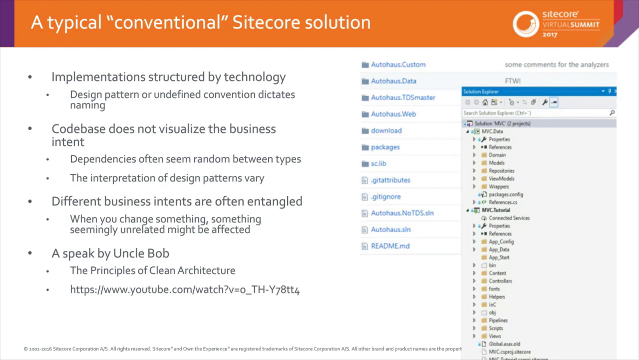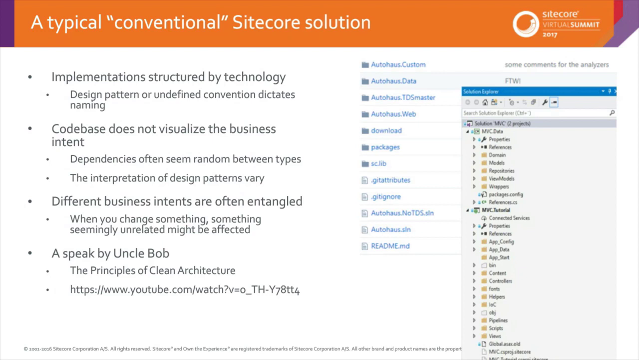I would recommend you to see this talk by Uncle Bob, by Robert C. Martin. You can find it online on YouTube. It's called The Principles of Clean Architecture. One of his main points is that software architecture is about intent. And the web, the internet, is nothing more than a delivery mechanism. So frameworks that cater to this delivery mechanism should not be the first thing that meets your eye when you open up a solution in Visual Studio or in Sitecore for that matter.